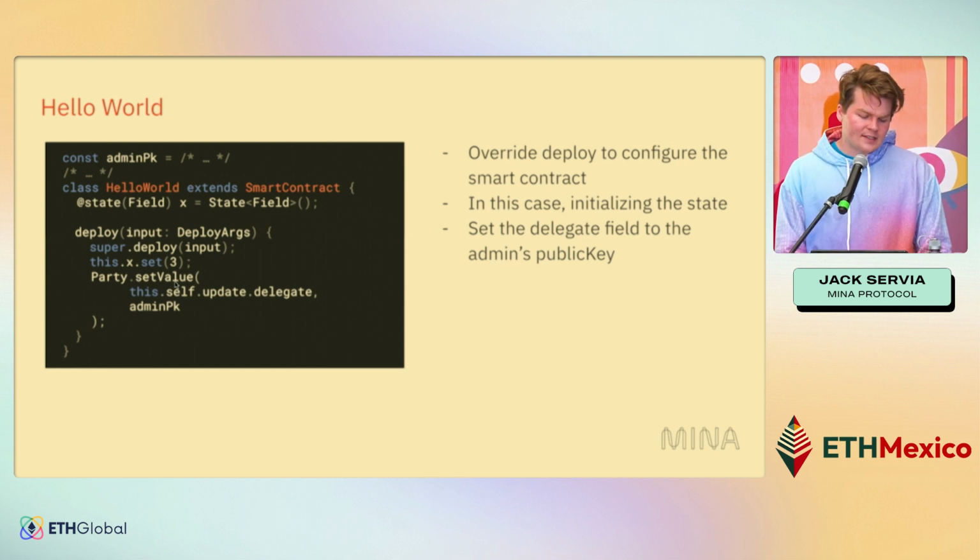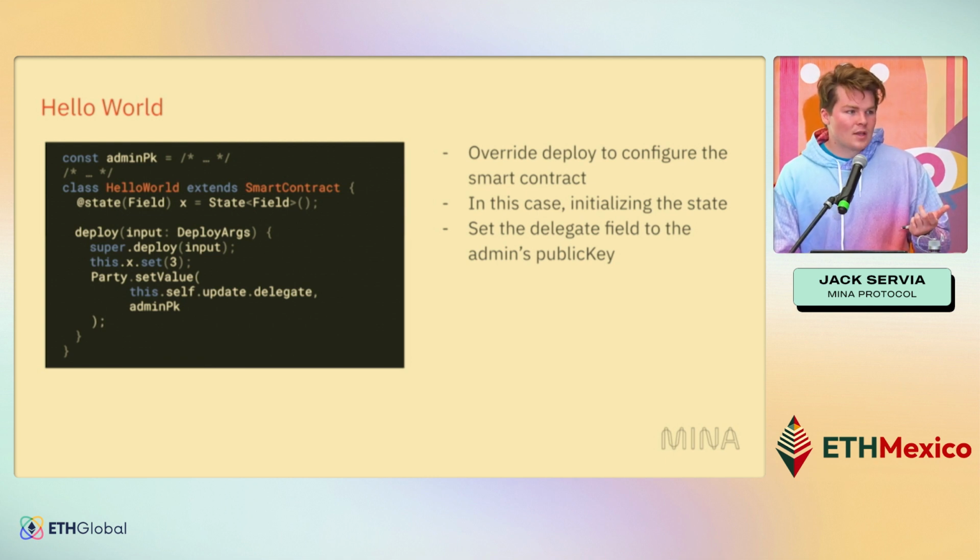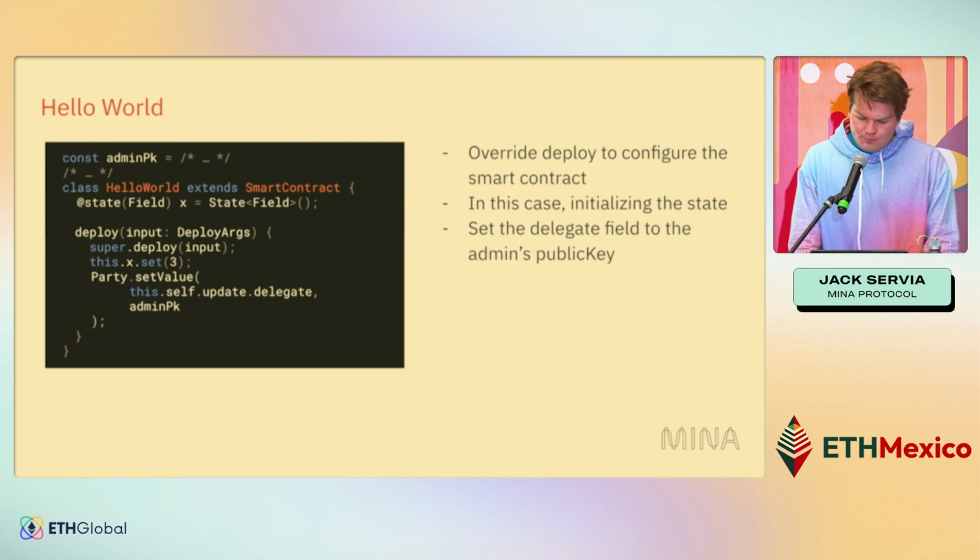And then we have this party.set value, this self-update delegate admin private key. Don't worry too much about party either. What this is doing is it's basically taking a property of the zkApp account and changing it to something different. So in this case, we're setting this property to the admin public key so that we can verify that the private key corresponds to this public key and only allow people who possess the private key to interact with this smart contract.